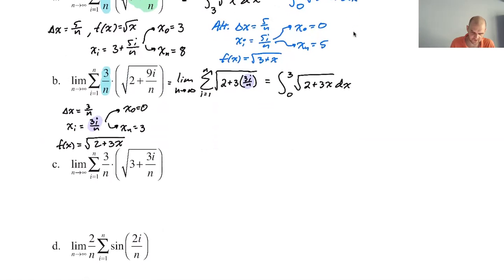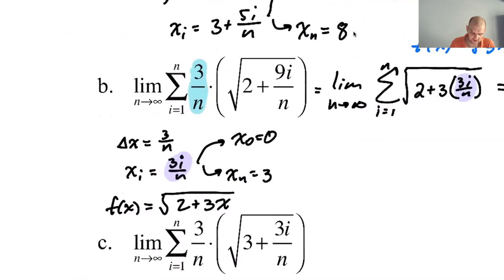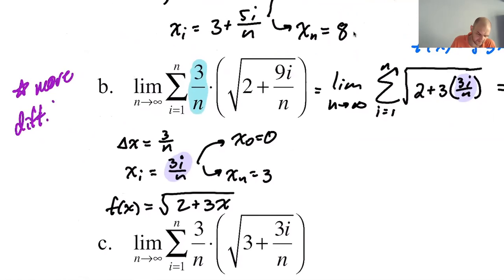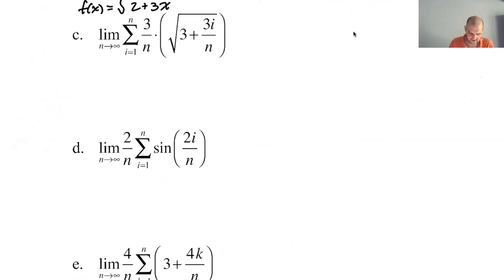So this one was a little more challenging. Let's say more difficult because we have a multiple of x sub i. X sub i is being multiplied by something. It's just a little more difficult. You have to pay attention to your delta x and your x sub i. How many of these are there? Holy cow.